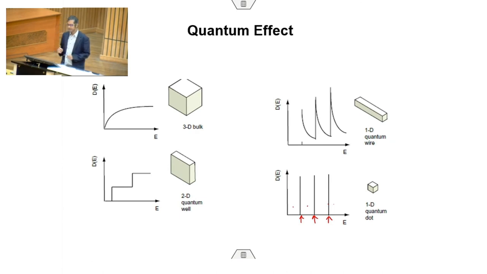So that's very, very important. So that is what I'm showing you. In 3D, you have density of states as a continuous function of energy levels. In 2D, you have step functions. And in 1D, you have such a kind of thing. And in 0D, it's completely discretized.